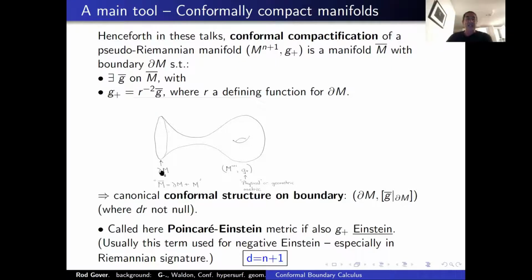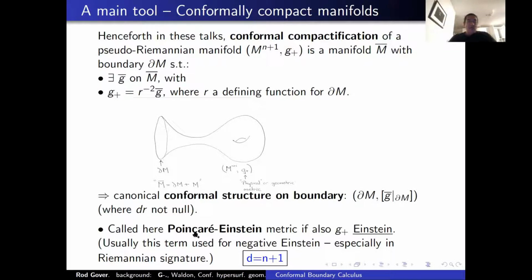And then each G bar that you get induces a metric on the boundary, but then under these conformal transformations, you just get a conformal structure induced on the boundary. So that's the way that a conformal structure arises on the boundary in this picture. And so these have been used as tools to link conformal geometry to pseudo-Riemannian geometries and so on.